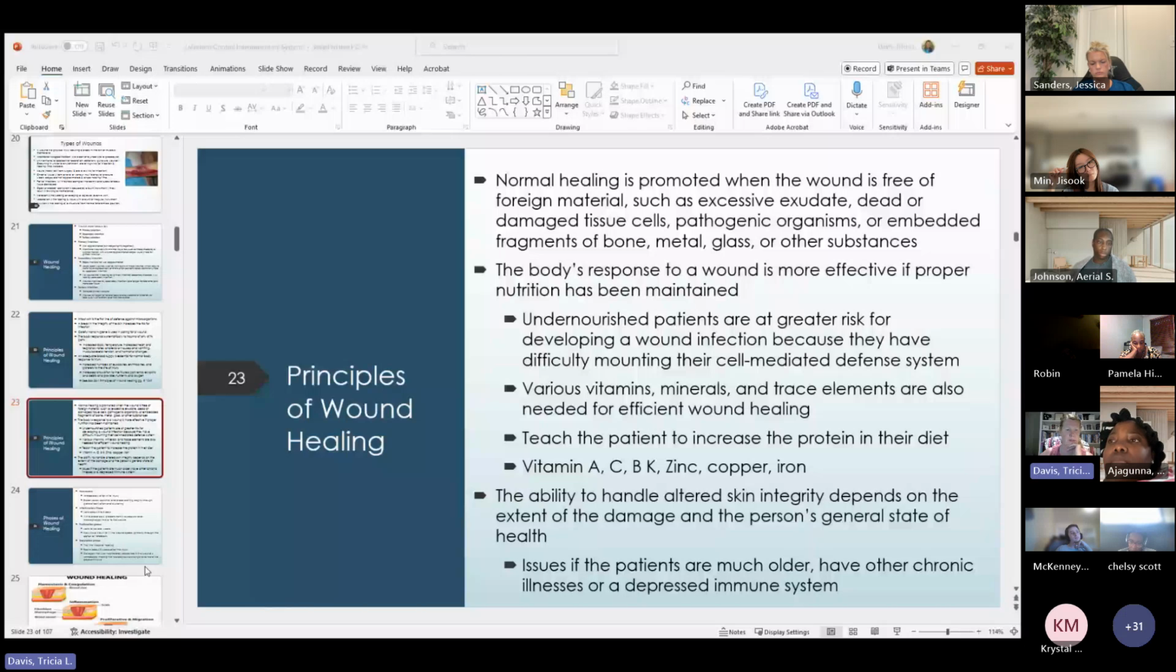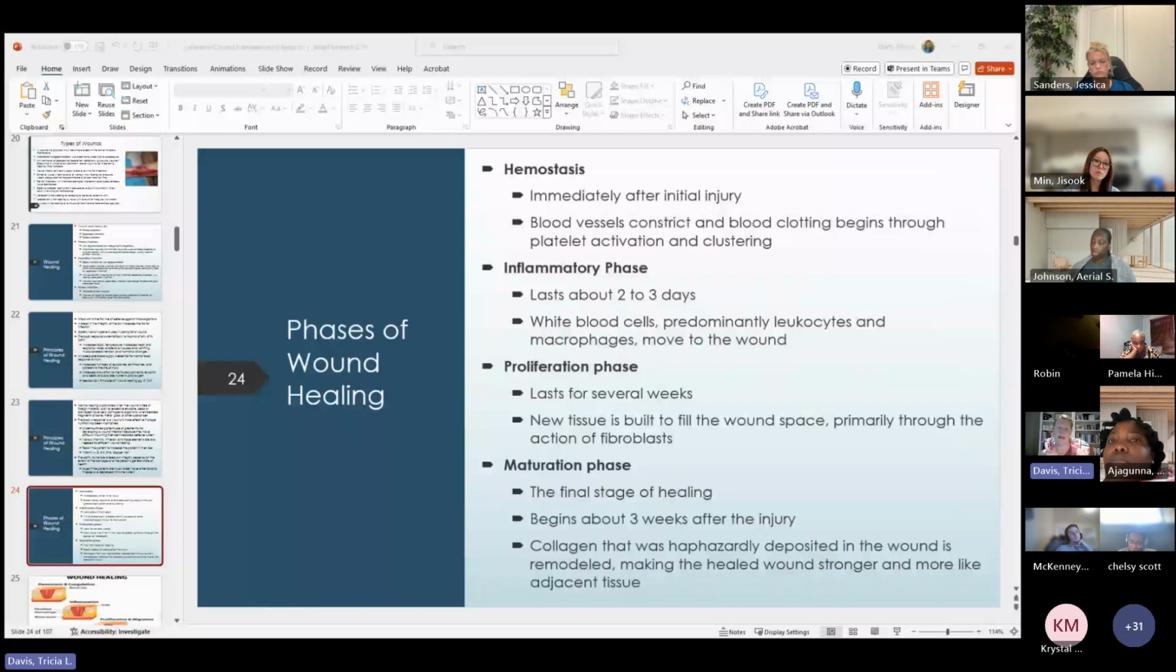All right. So this is important. You guys need to know this. Definitely need to know this phase inside and out. We have a couple different phases of when our wounds actually heal. If we think about our hemostasis phase, this is going to be as soon as we have this injury. Immediately, right? I just cut my finger. Now I'm in this hemostasis phase.